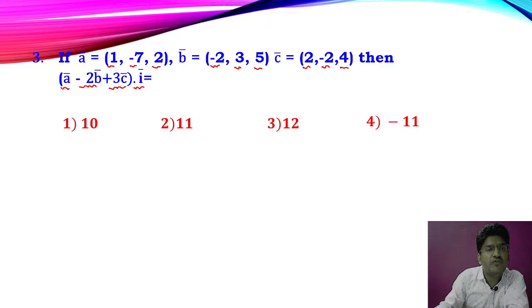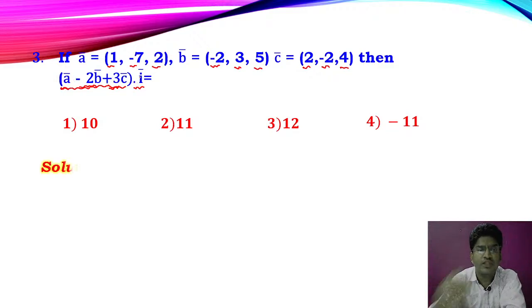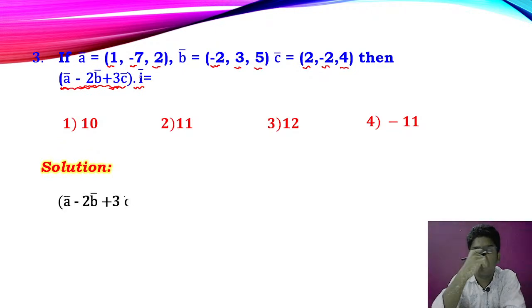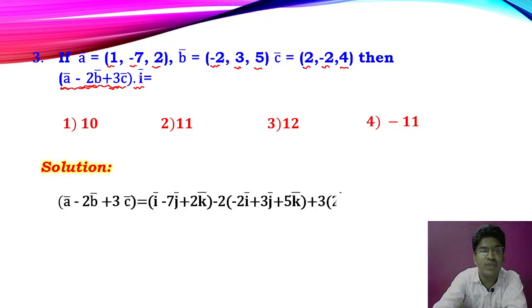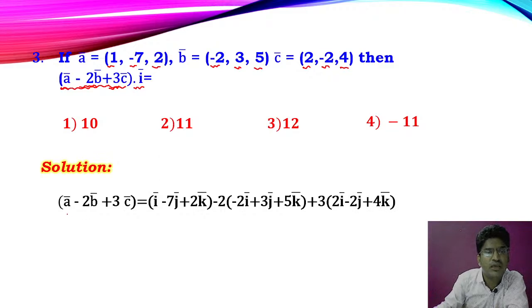So see here, first we have to simplify vector A - 2 times vector B + 3 times vector C. So first you simplify this, next you can go for dot with i. For that, first I will simplify vector A - 2 times vector B + 3 times vector C.